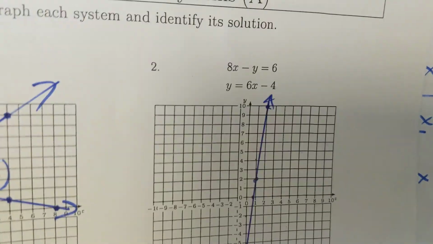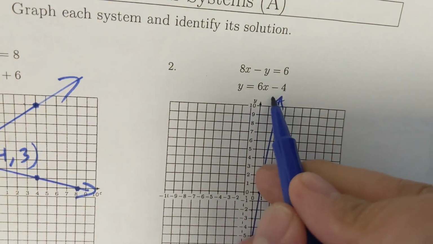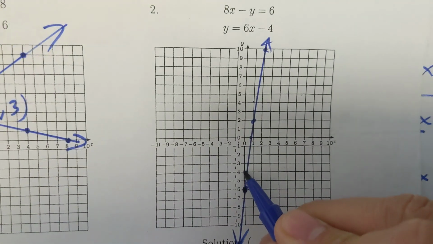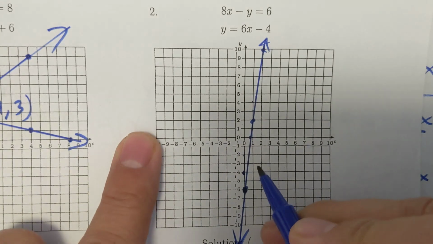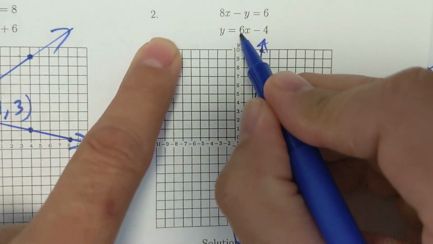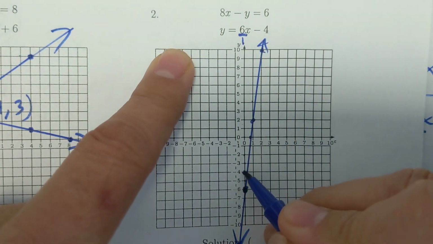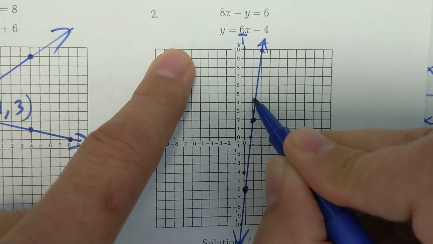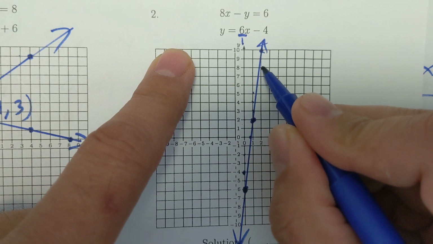Okay. All right, the second equation is already in slope-intercept form, so that'll be easier. We've got a y-intercept of negative 4, which would be right about here. And then the slope is rise 6, run 1. So 1, 2, 3, 4, 5, 6, run 1.